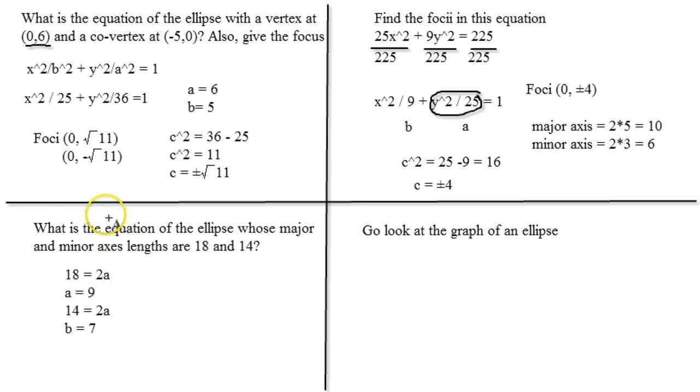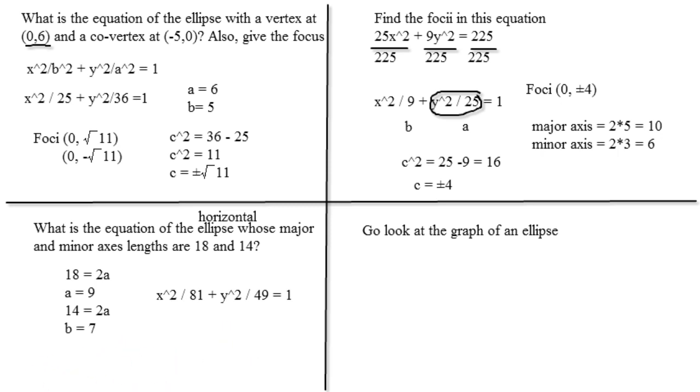Okay, all right, now if you notice, I did not specify which one you could use. So let's say that this is horizontal, just so you can see a difference. Okay, what is the equation of the horizontal ellipse whose major and minor axes are like this? Okay, so we're going to have x squared over 81 plus y squared over 49 equals 1. Okay, and voila, I have my equation.